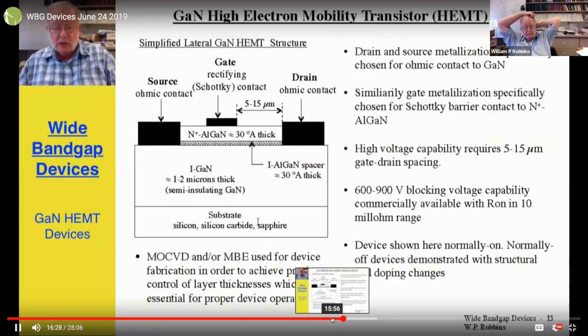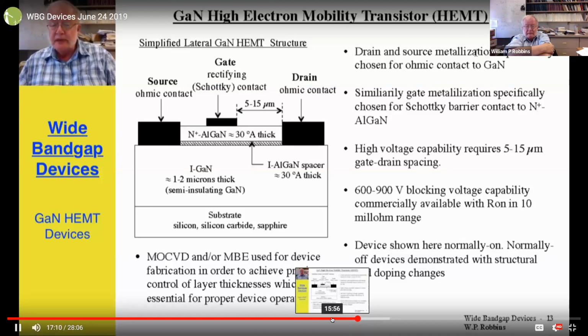One of these two techniques is used because it gives you great control over the vertical thickness of the various layers. So on top of the substrate, we grow 1 to 2 microns of semi-insulating gallium nitride, then about a 30 angstrom thick layer of insulating or intrinsic aluminum gallium nitride, and then another 30 angstroms or so of heavily doped N-type aluminum gallium nitride. And then windows are opened up for the source and drain contacts, which are ohmic contacts, and then also a rectifying contact, a Schottky barrier contact, for the gate.